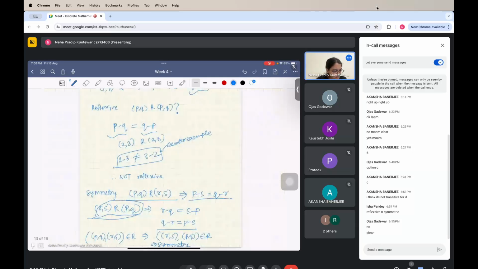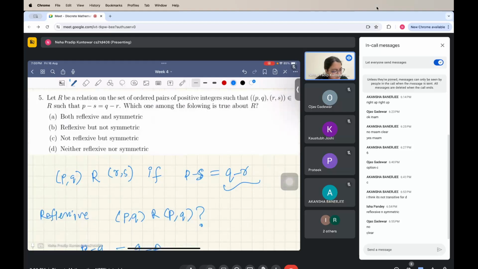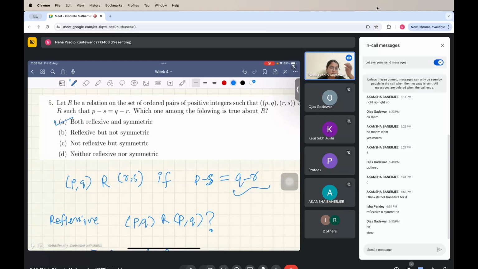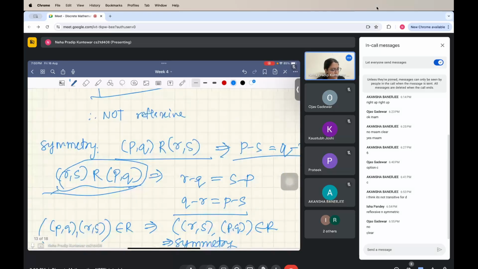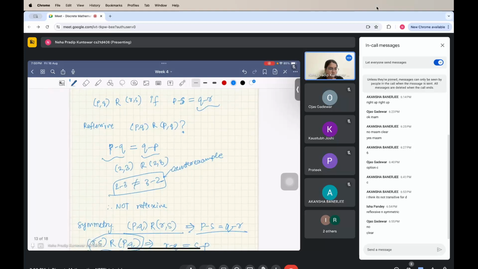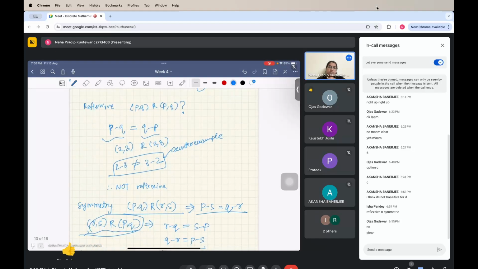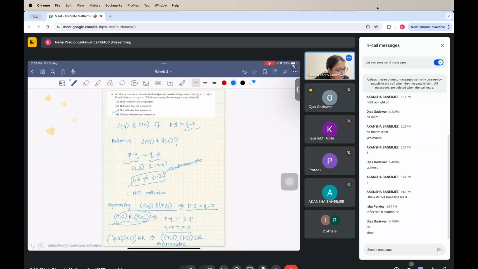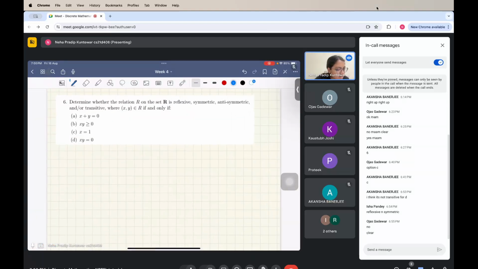So is this fine with everyone? Otherwise, please let me know. So the answer is A. Sorry. The answer is not reflexive but symmetric. Is this fine with everyone? Okay, good. So I'll move on to the next question.